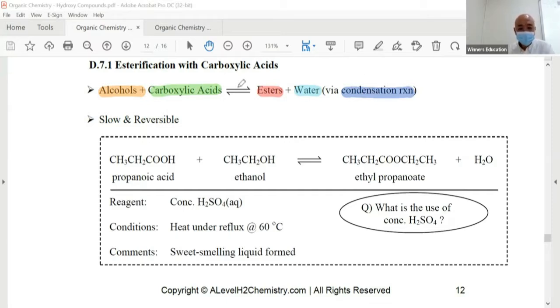All right, the equation is reversible. So therefore, I need to know that when you use carboxylic acid to form an ester, it's very slow and reversible. They love to test this over and over again.